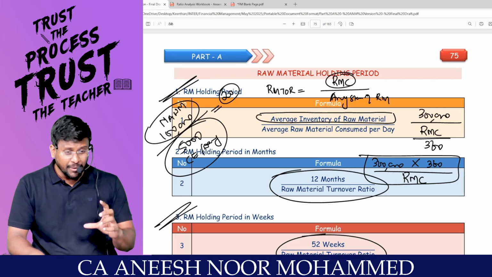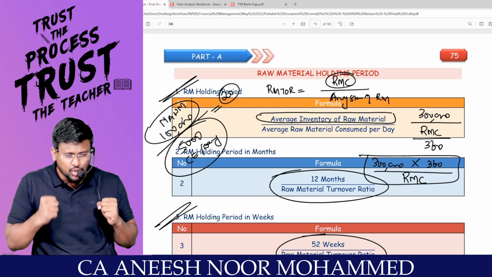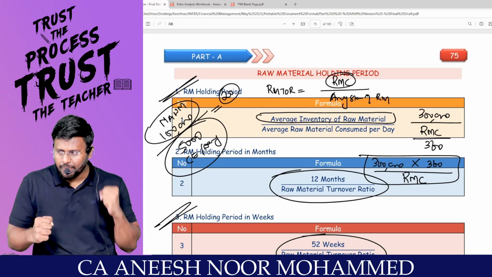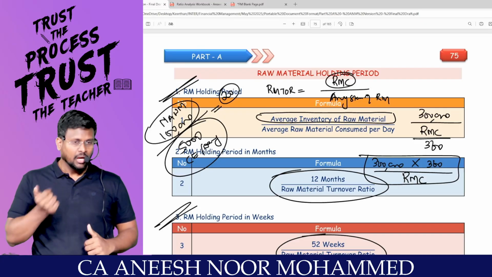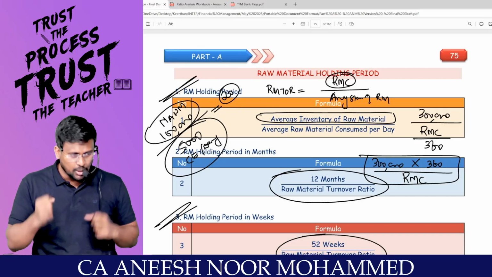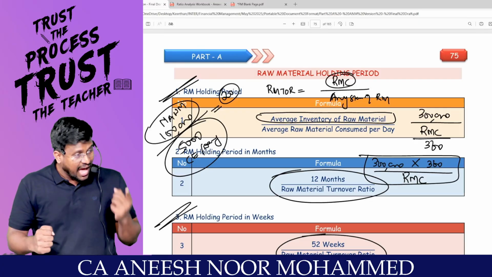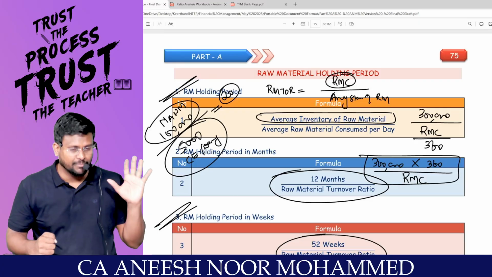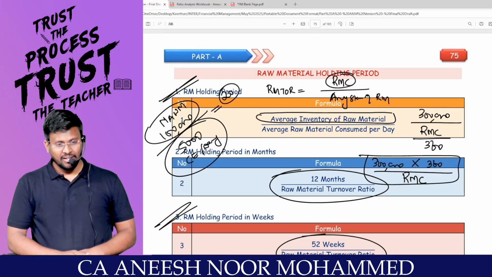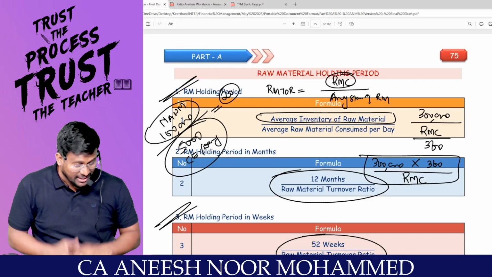Sir, WIP holding period is equal to average stock of WIP divided by average factory cost per day. Right, sir? The next one, sir. Finished goods holding period is equal to average stock of finished goods divided by average cost per day. That's it. Next one. Debtors turnover ratio is equal to debtors holding period.